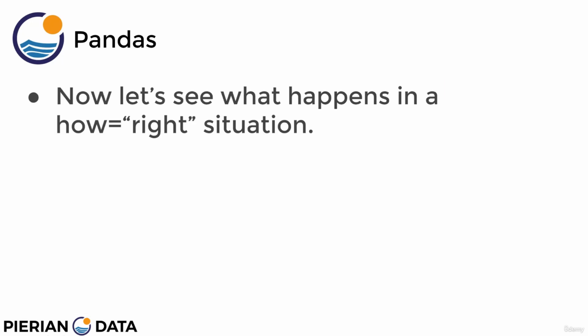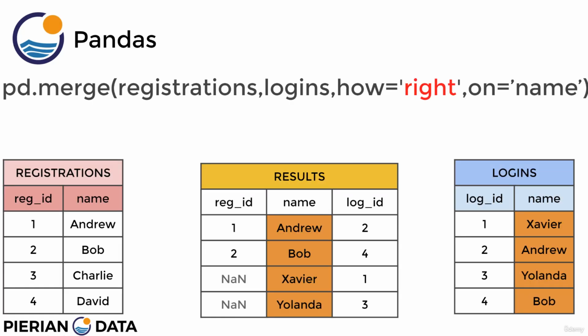So let's see what happens in a right situation. It's essentially the reverse. If we say pd.merge registrations logins how is equal to right, in this case we need to know that the name column that is in the logins table, every single name in that column needs to be present in the results. So that means Xavier, Andrew, Yolanda, and Bob will be present in the results. Something to note here is that the rows may not actually be in the exact same order. Typically with Pandas, it's going to first start sorting by the left-hand table and then finish off with the right-hand. But we don't really need to worry about the row ordering or even the column ordering, because the results can always be sorted as we see fit.